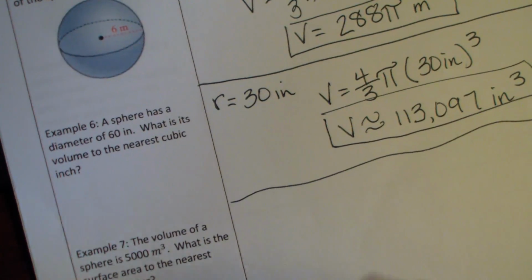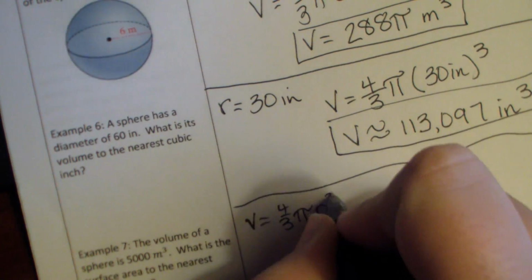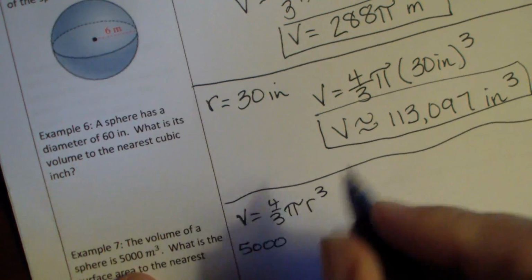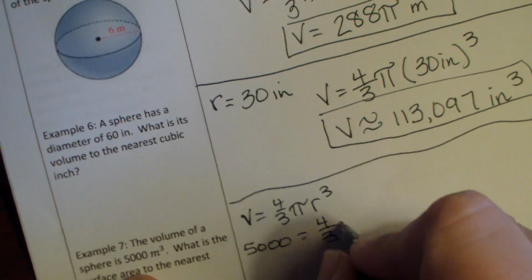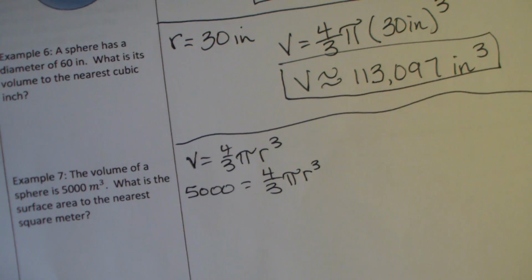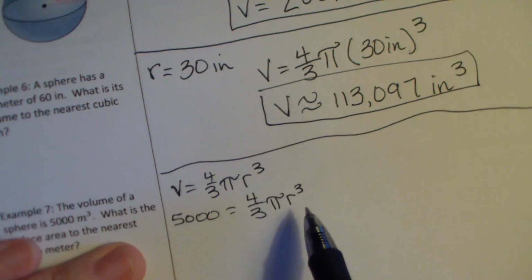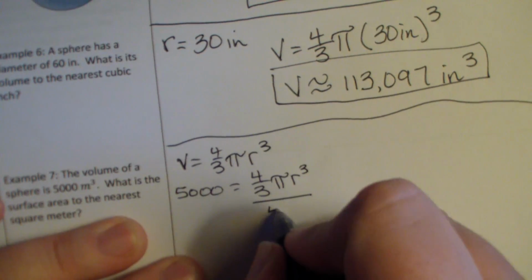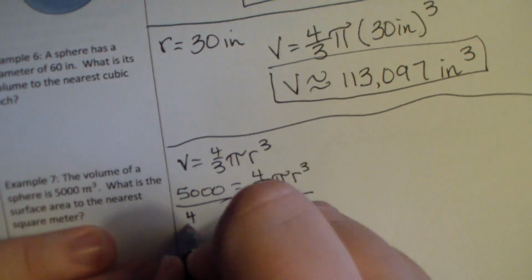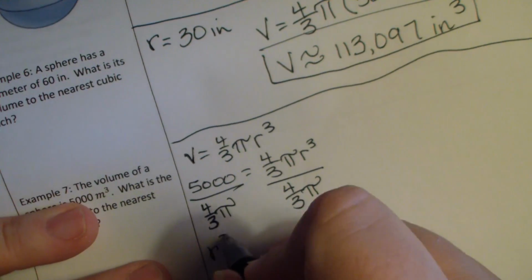Okay, so we're going to start with our volume formula, 4/3 pi r cubed. Now, we know the volume's 5,000, and so our missing piece of information is the radius. So we can solve for the radius. So this is 4/3 times pi times r cubed. To undo multiplication, we divide, divided by 4/3 pi on each side.